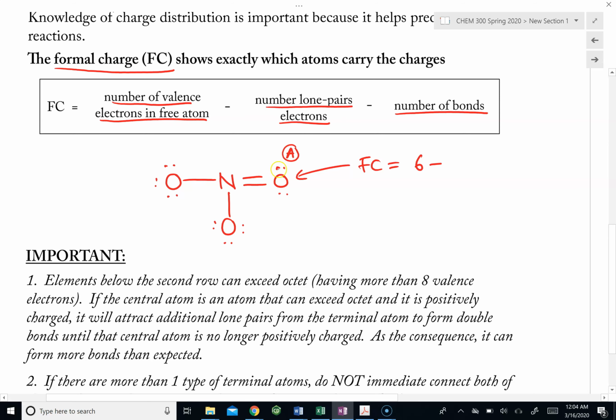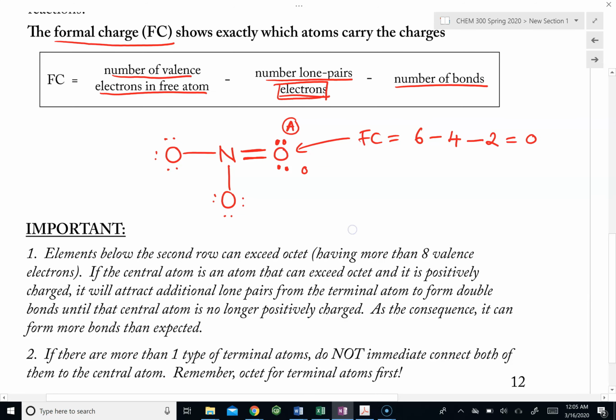minus the number of lone pair electrons. In this case, this oxygen has 1, 2, 3, 4 lone pair electrons. Now please remember that it's the number of lone pair electrons, not the number of lone pairs. So 2 lone pairs equal 4 lone pair electrons altogether, minus the number of bonds that this atom has in the Lewis structure. And in this case, this oxygen has 2 bonds. A double bond is considered to be 2 bonds. So minus 2, therefore equals 0. So now we know the formal charge of this oxygen is 0.